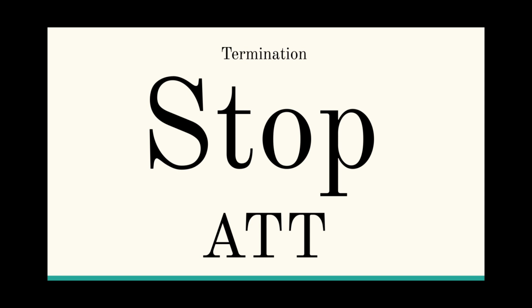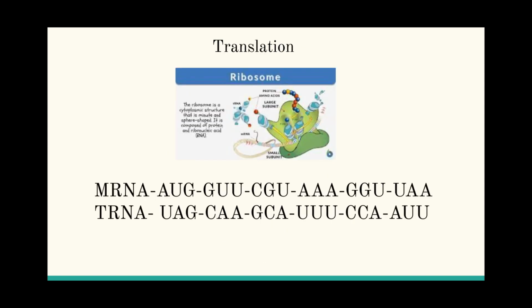The next step is termination. In termination, RNA polymerase encounters a definite DNA sequence known as the terminator, which acts as a stop signal for the termination. Once it encounters this sequence, transcription stops. In this case, for my sequence, the sequence is ATT.